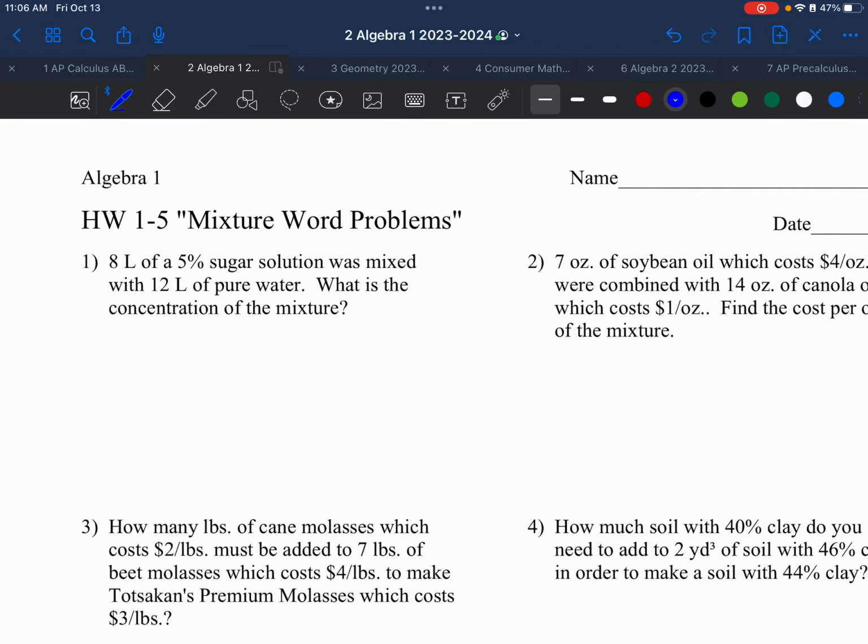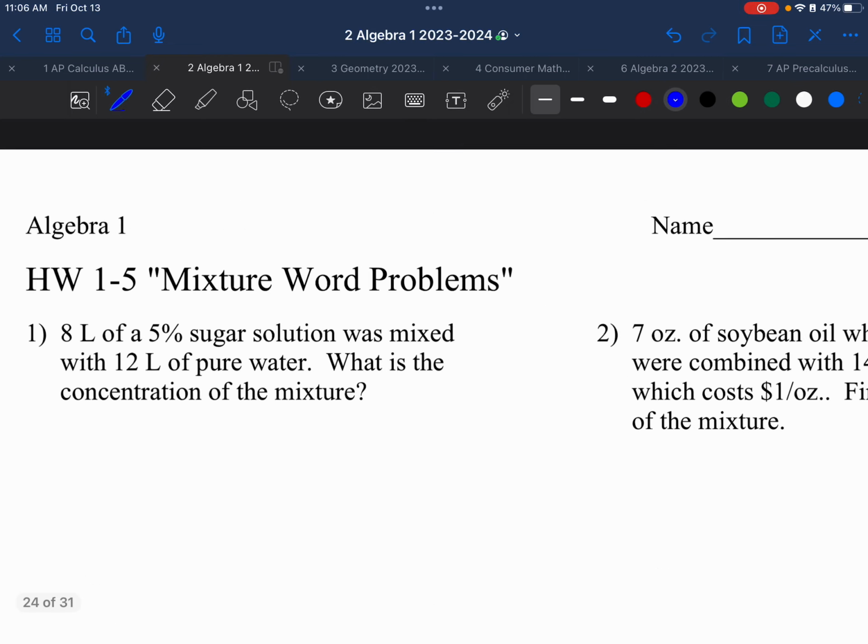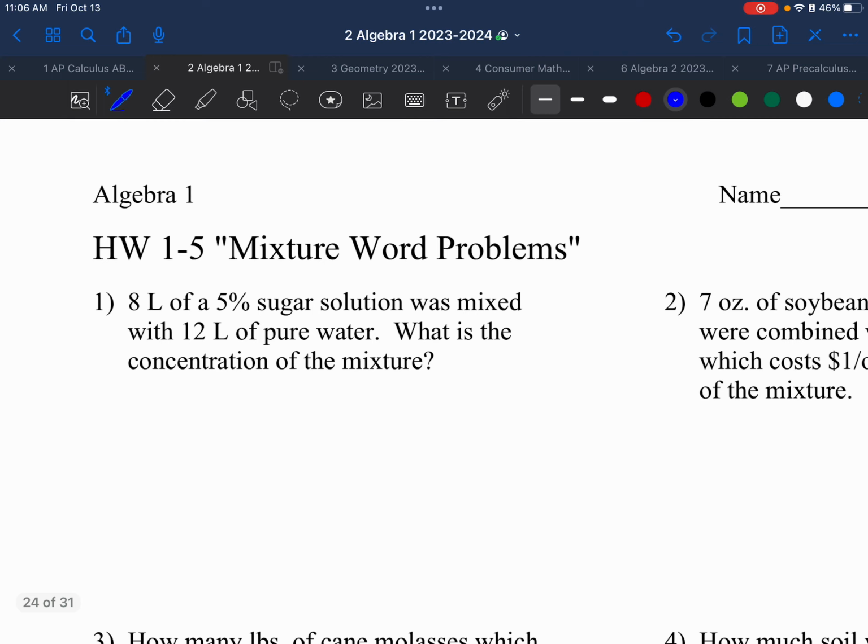All right, this is Algebra 1, Homework 1-5. We've got mixture word problems. In general, every single one of these problems is going to be solved with the same type of equation, which I will write up here. So in general, your formula is going to look like this.